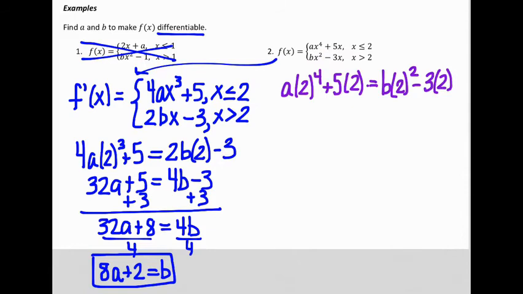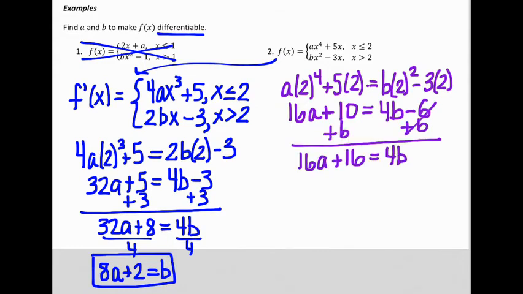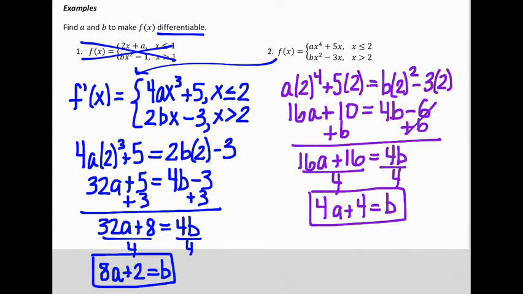Everywhere there is an x, I put a 2. Let's simplify. And again, we get an expression in terms of a and b. So since down here I decided to solve for b, let's solve for b on this one as well. So add over the 6 and divide by 4. And now I've got an expression for b again. Now remember, this is the same a and b throughout the problem.